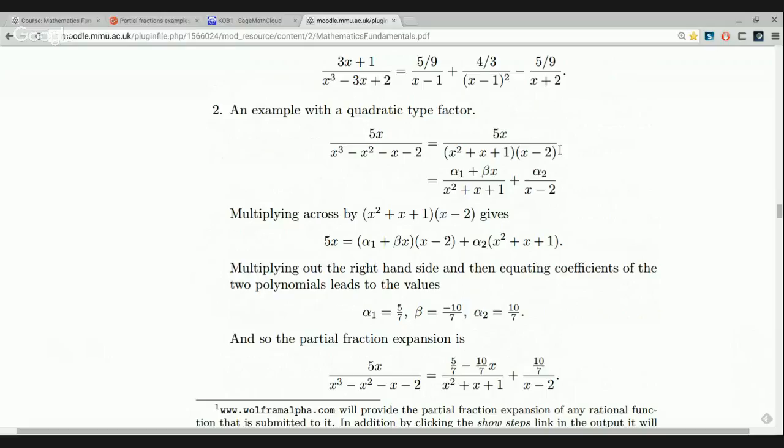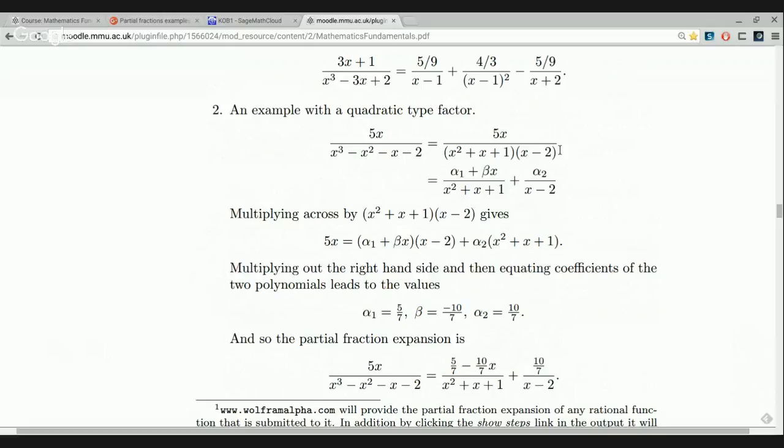Now that polynomial x squared plus x plus 1 is irreducible over the real numbers. It can't be factorized any further using real numbers as coefficients. Could if you allowed yourself to use complex. But just keeping everything real means you can't factorize it any further. But we can still find a partial fraction expansion.